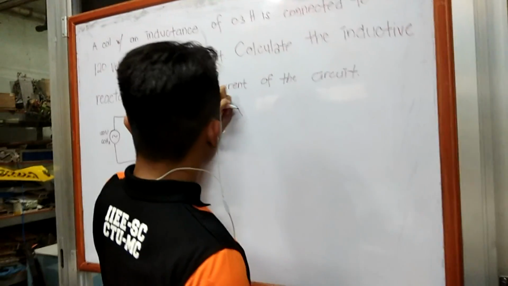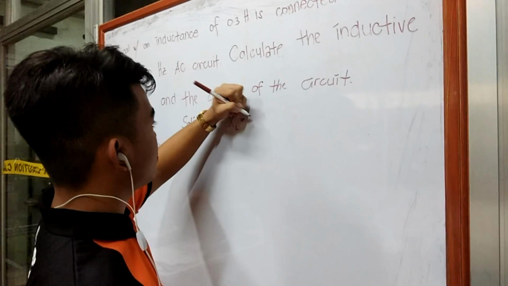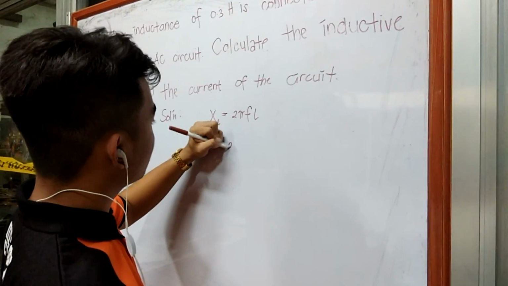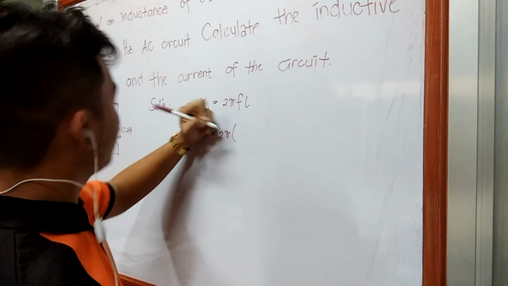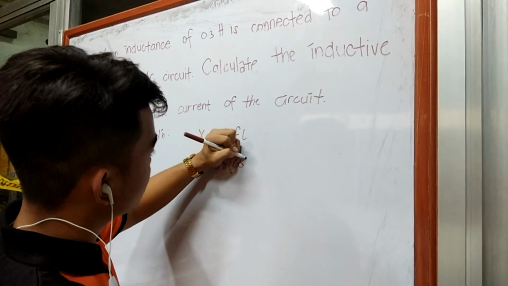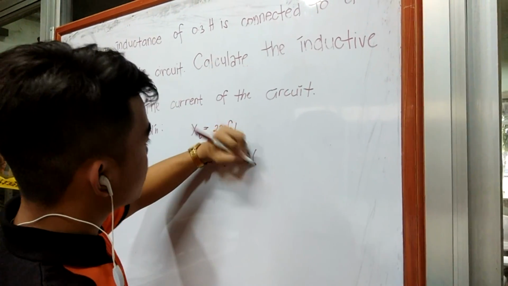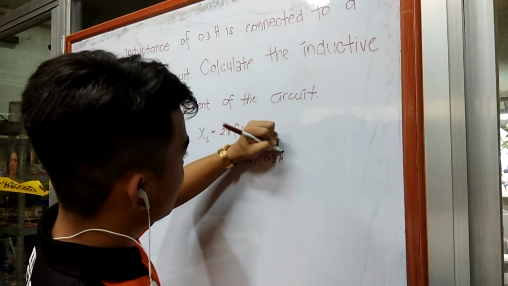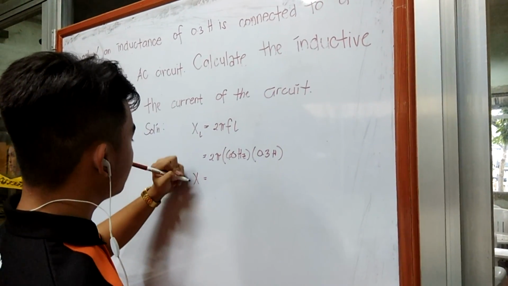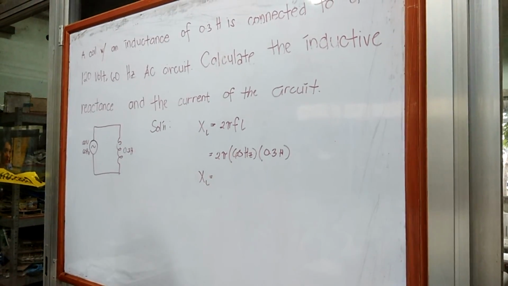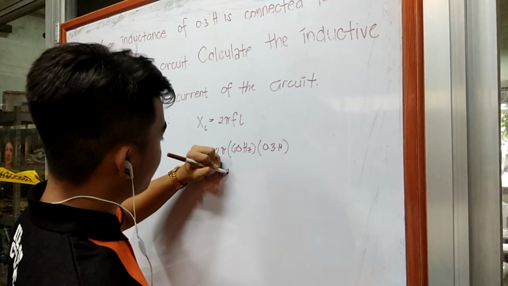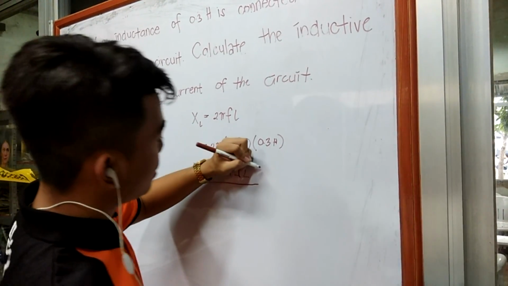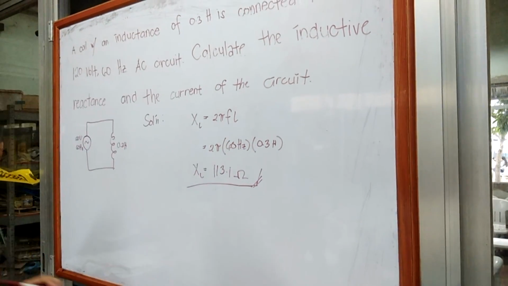From the equation, X sub L, or the inductive reactance, is equal to 2 pi f L, which equals 2 pi times the frequency, which is 60 hertz, times the inductance, which is 0.3 henry. So you can now have the answer of 113.1 ohms. So we now have the inductive reactance.